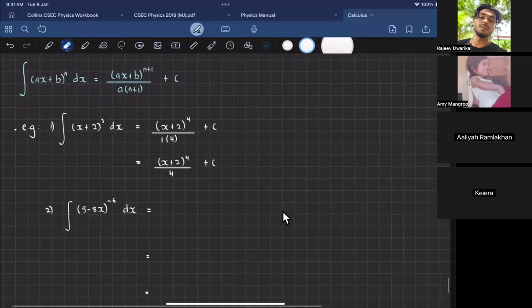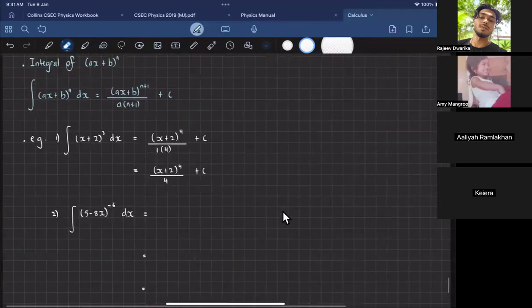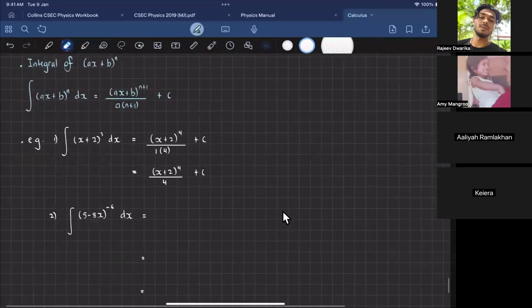So copy down the example one and try to integrate part two using the integral of ax plus b to the power n. Anybody looking at this video, when you integrate ax plus b to the power n, that's just the opposite of a chain rule.